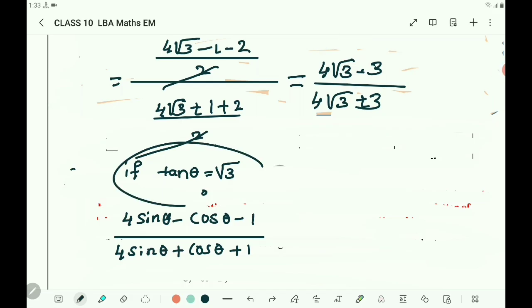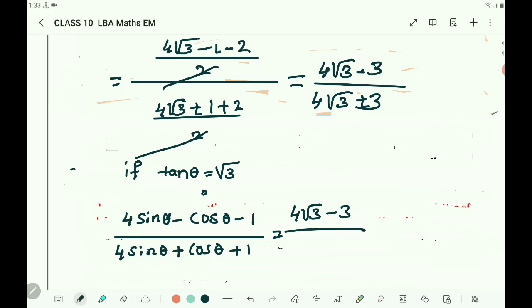So if tan theta is equals to root 3, then the value of 4 sin theta minus cos theta minus 1 by 4 sin theta plus cos theta plus 1 is 4 root 3 minus 3 by 4 root 3 plus 3. You can rationalize the denominator by multiplying 4 root 3 minus 3 to both numerator and denominator.